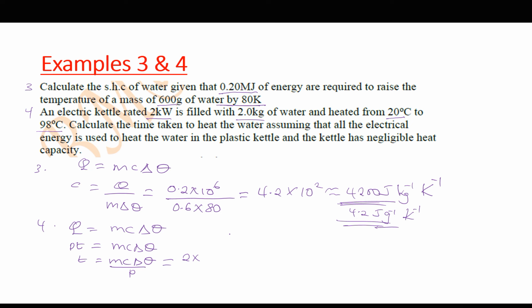The specific heat capacity, let us assume that of water is now known as 4,200. The change in temperature is from 20 to 98, which is 78. We don't add 273 here because a change in temperature on the Kelvin scale is the same as a change in temperature on the degree Celsius scale. Divide by the power, which is 2,000. Press the calculator: 2 times 4,200 times 78 divided by 2,000.